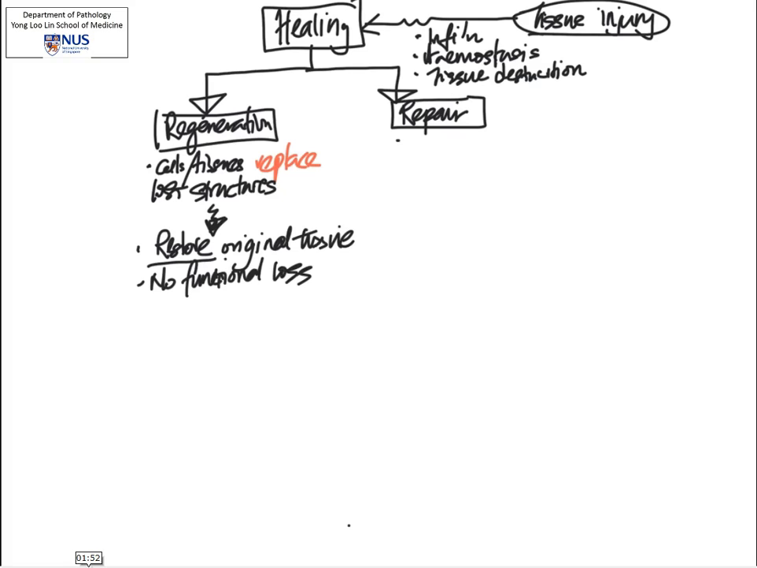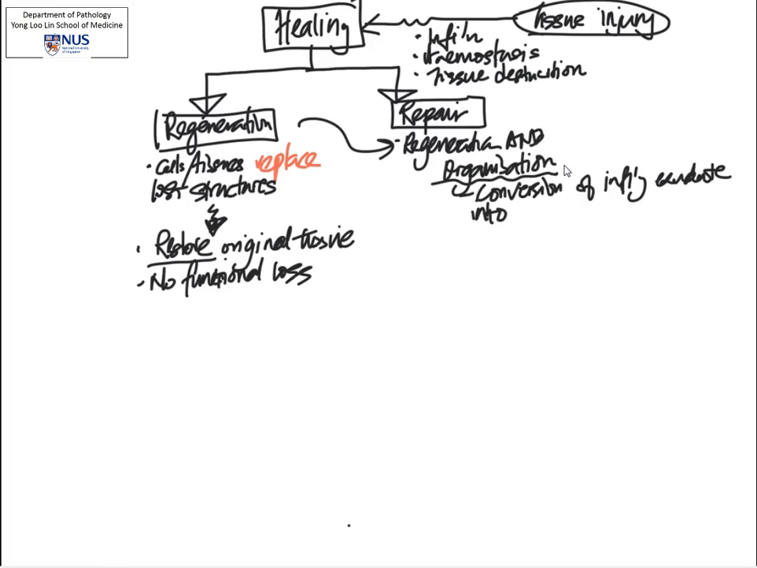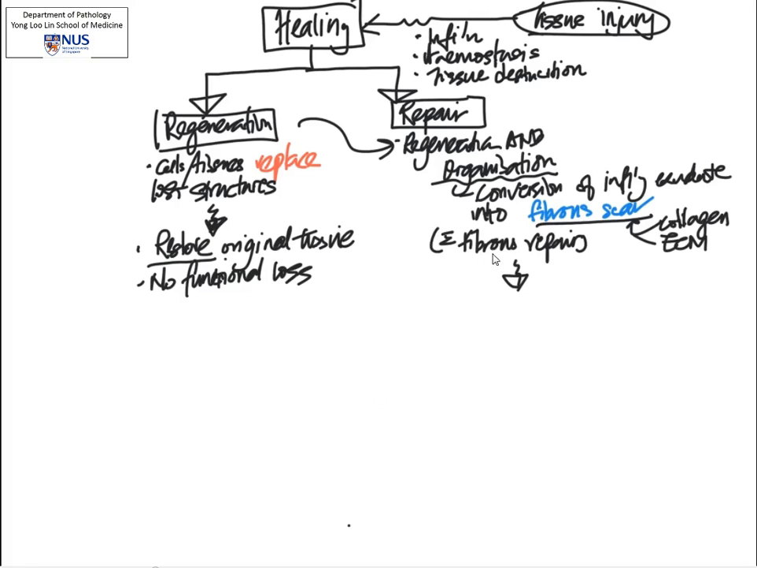However, in contrast, when we're looking at repair, repair is actually an admixture of some degree of regeneration as well as organization. And we can define organization as conversion of inflammatory exudate into a fibrous scar. So in turn, what is a fibrous scar? So this is essentially where there is collagen synthesis and deposition, as well as deposition of extracellular matrix, or ECM. We will learn more about ECM later. So organization is synonymous with fibrous repair.